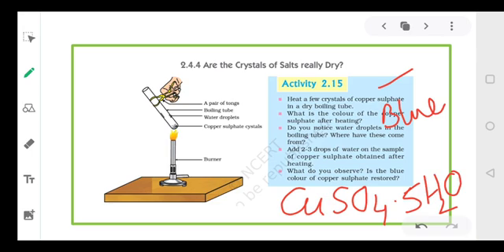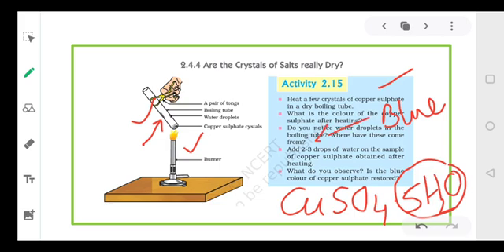So we have taken a few crystals of copper sulfate in the test tube and we are heating it. What will happen when we heat it? This water will evaporate. You can see some droplets of water here. See those droplets? And as this water evaporates, the color of the salt will change from blue to white.